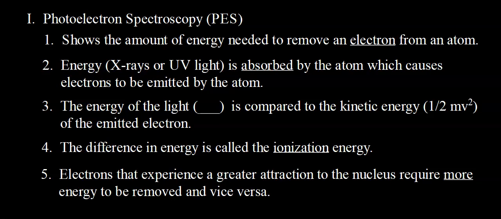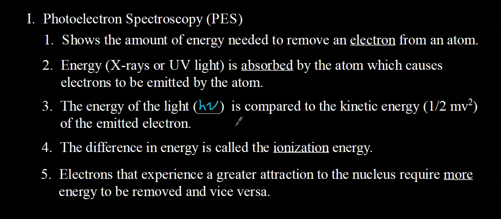The energy of the light, which we can calculate using an equation we learned earlier, so E equals h nu, is compared to the kinetic energy of the emitted electrons. So the electrons are moving off of the atom, and you can measure their kinetic energy. And then the difference between the energy absorbed by the atom and the energy of the electrons that are being emitted is called the ionization energy. So really, we're looking at graphs of ionization energy.